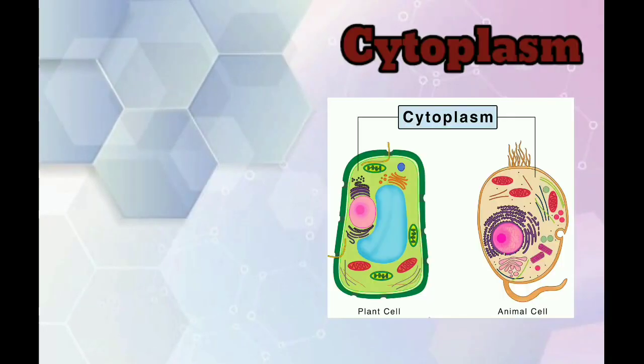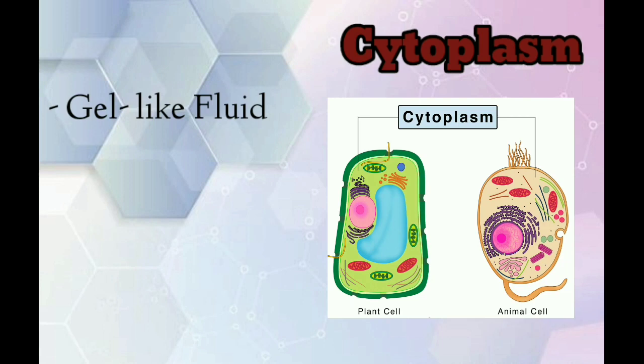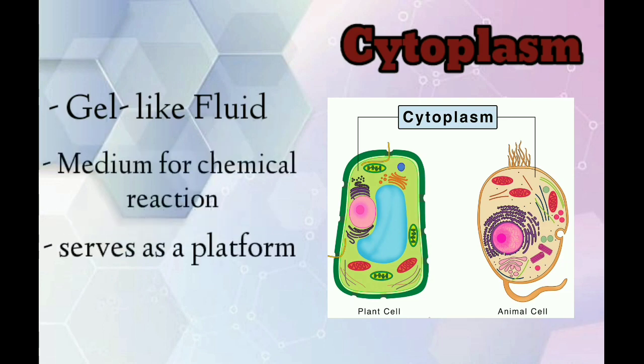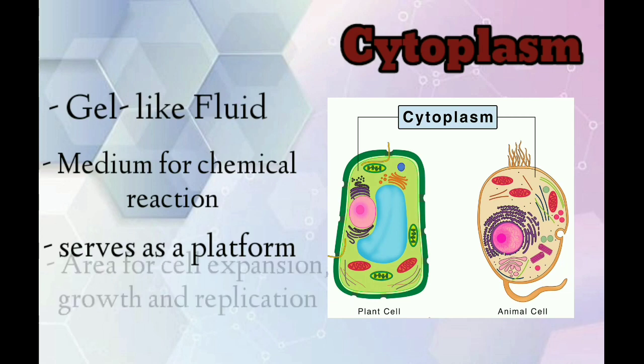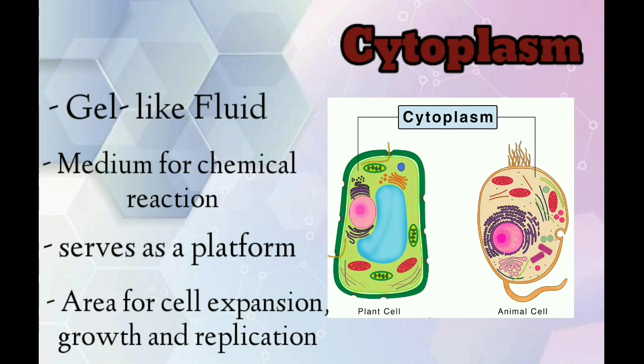Next, we have the cytoplasm. It is a gel-like fluid inside the cell. It is the medium of chemical reaction, and it provides a platform upon which other organelles can operate within the cell. All of the functions of cell expansion, growth, and replication are carried out in the cytoplasm of a cell.